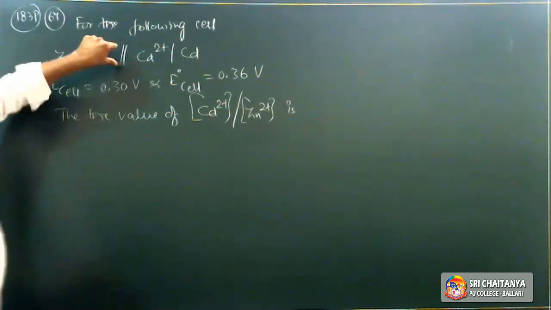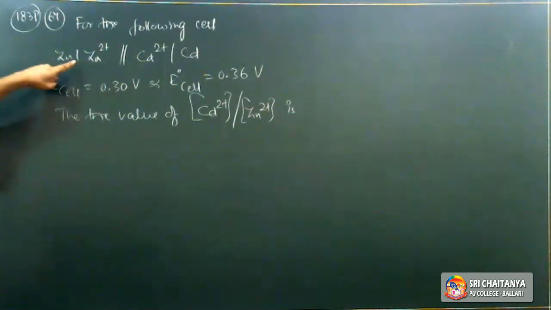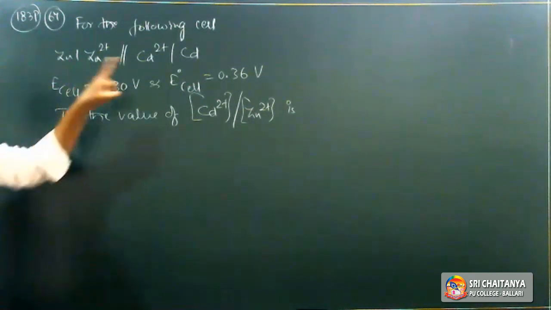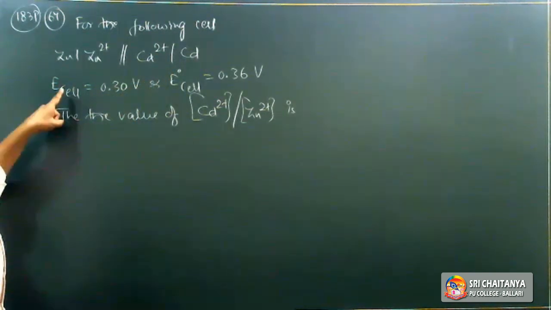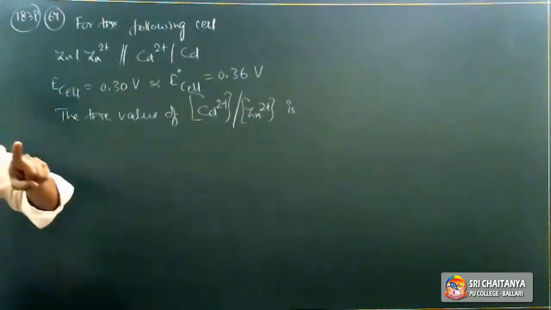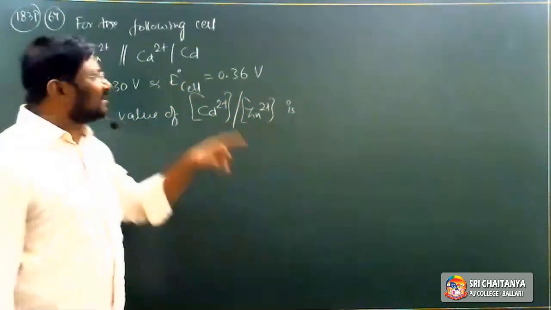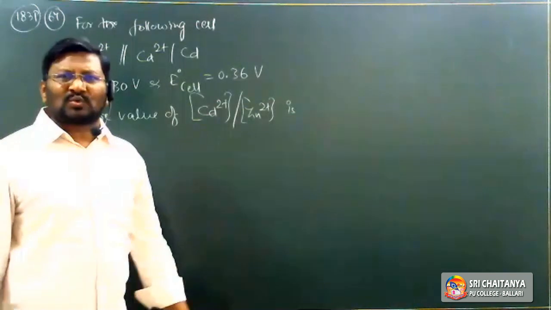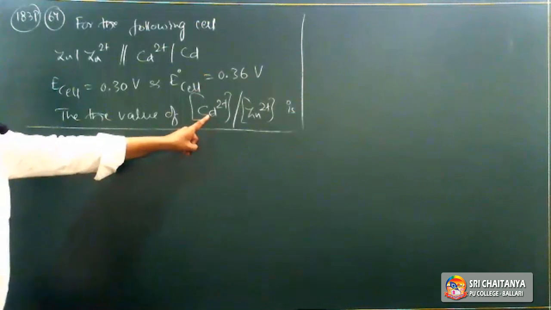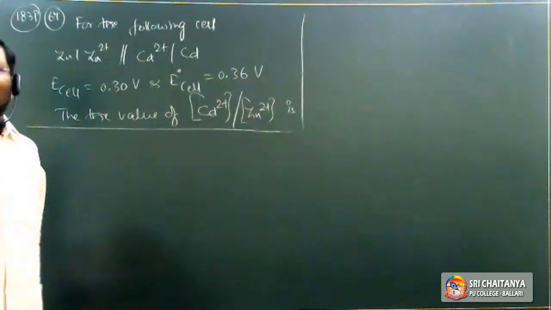Now, this is the cell notation, salt bridge, and then the left hand side is always anode, and this is cathode. For E cell, some given conditions will be there, not standard conditions. Therefore E cell is 0.30, then E naught cell, the standard condition value, is 0.36 volts. So now we need the Cd2+ concentration divided by the Zn2+ concentration. This is the question.